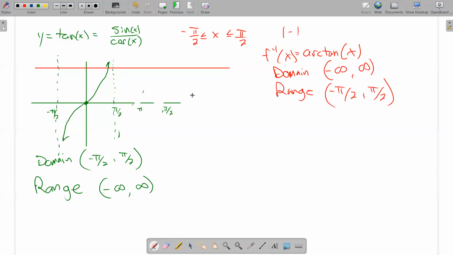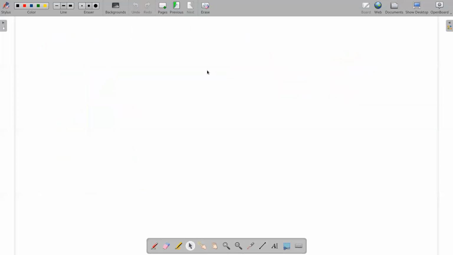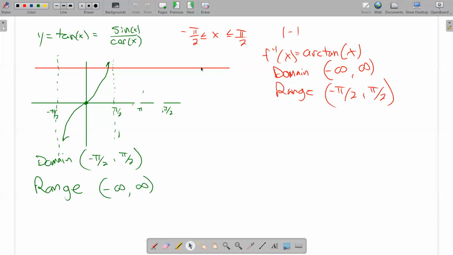So if I were to graph that over here, let's move that line out of the way. Oh, whoa, how did that happen? Oh, interesting. I don't know what button I just hit.